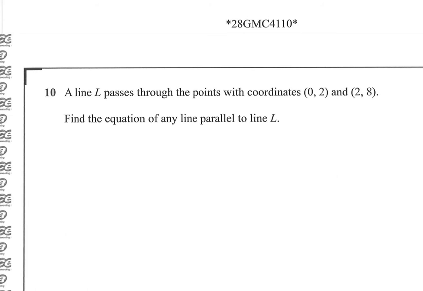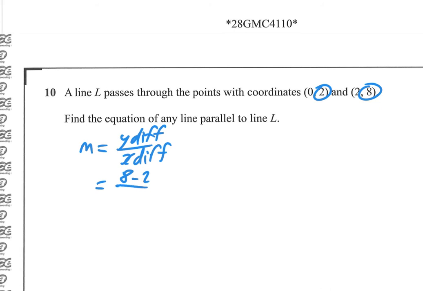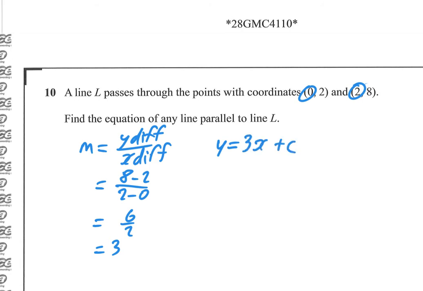So how do we get the gradient? m is equal to your y difference over your x difference. So the y difference, I'm going to do 8 minus 2. And then for my x difference, I started with 8, so I'm going to do 2 minus 0. And that's going to be 6 over 2. So my gradient is 3. So our line has to have the same gradient because it's parallel. So it's going to be 3x plus c.